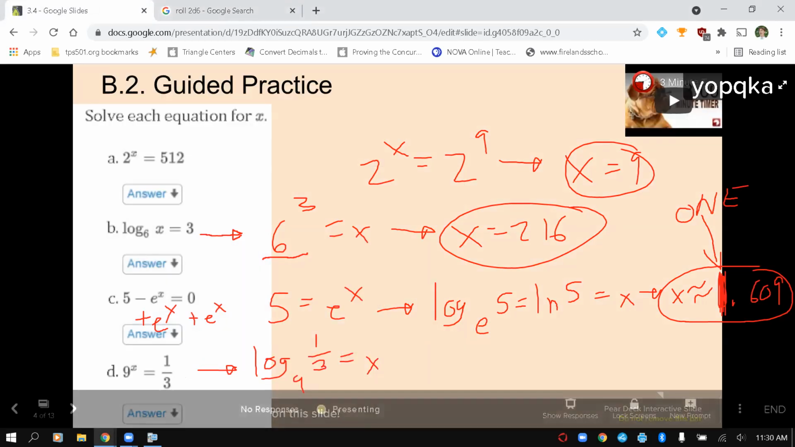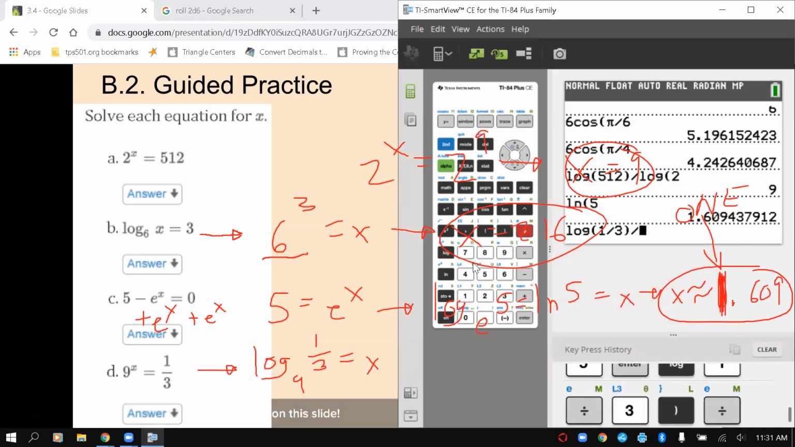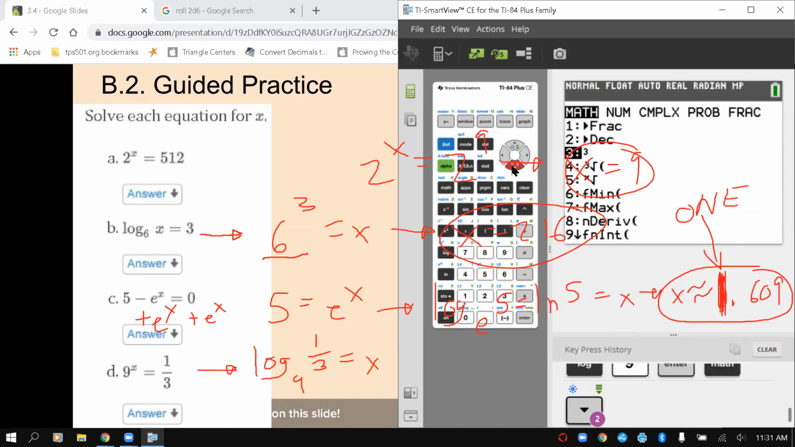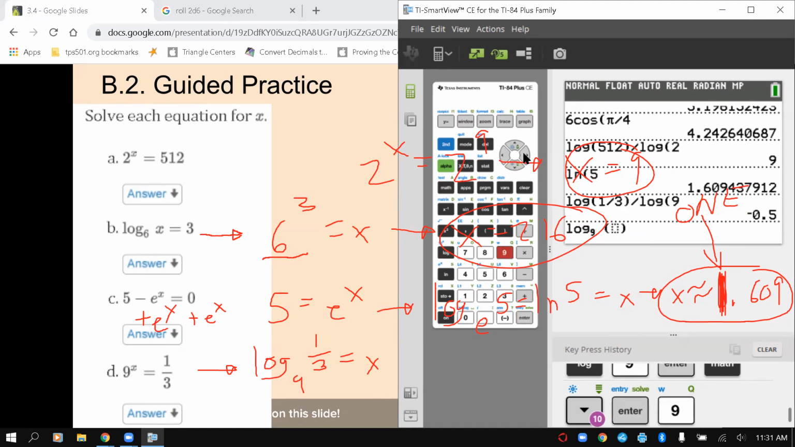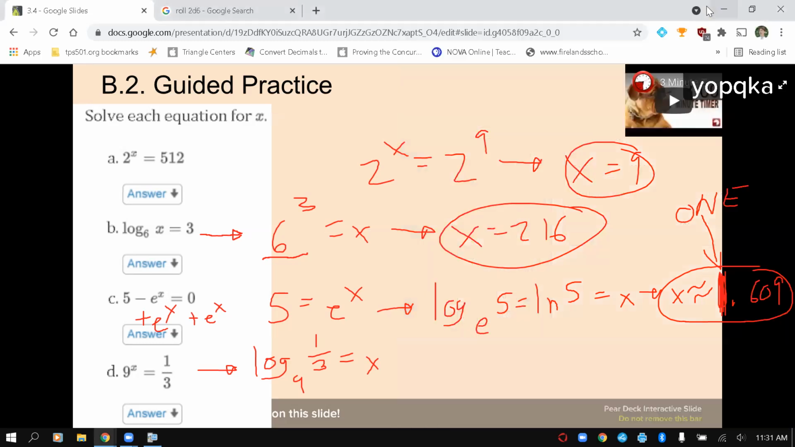All right, so now we type this into the calculator. So this would be log of a third divided by log 9. Or if you hit math, you can go in, and I believe it's option A. If you have a new enough calculator, you can type in log base 9 of 1/3, and you'll get the answer -1/2. 9 to the -1/2 power is 1/3.